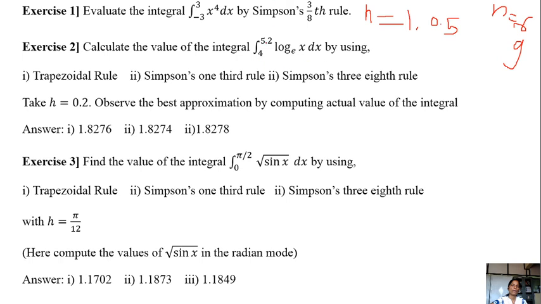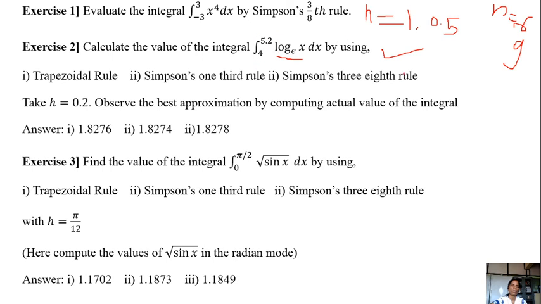Again the same formula is there. Here log to the base e means ln in your calculator. Again you should decide into how many intervals you have to divide the given limits of integration.